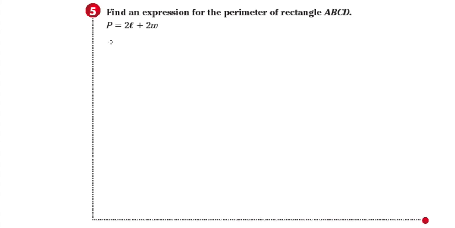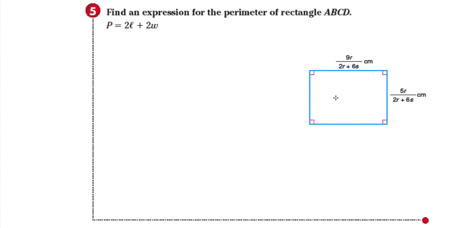So find an expression for the perimeter of the rectangle ABCD, this rectangle right here. We want to find that perimeter where the length is this rational expression and this is the width. Following the formula of perimeter equals 2L plus 2W, we now substitute the length and the width, which is 9r all over 2r plus 6s, our length right there, and this becomes our width, 5r all over 2r plus 6s.